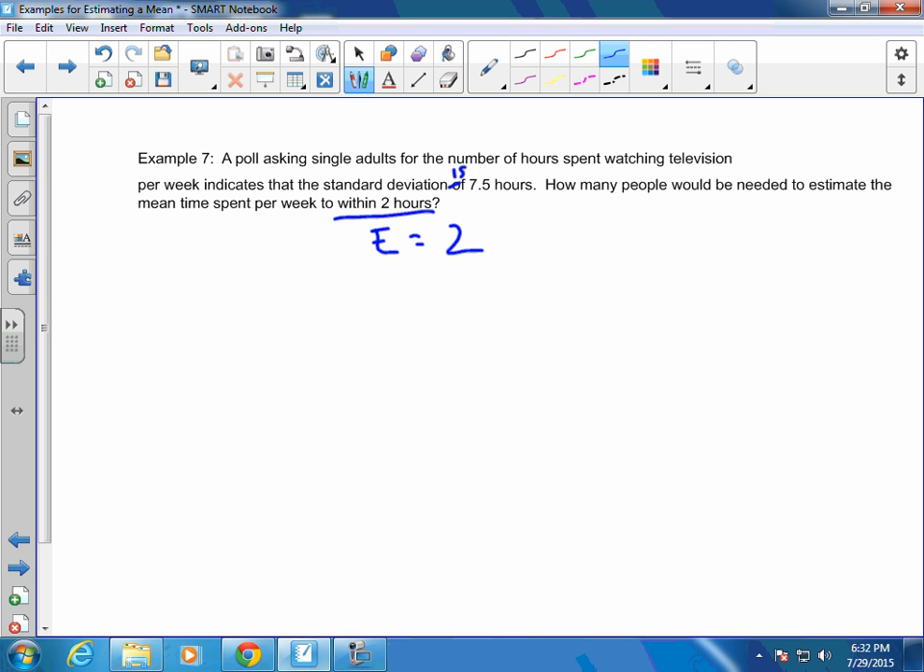All right, well, with proportions, you have percentages, but with means, you just have values. So within 2 hours means our specified margin of error is going to be 2. So in your note template, you should see the formula. We have to use Z here. We can't really use T because we don't know what the sample size is going to have to be next. So we take the critical Z times our standard deviation divided by the specified margin of error, and we square that.